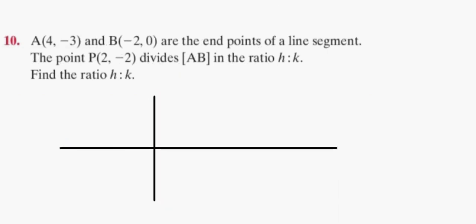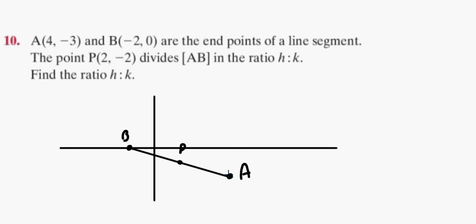(4, -3) is roughly around here somewhere. That's your A value. Your B value is (-2, 0), which is here. And then you have (2, -2), which is around here somewhere. So that's B, that's P. Now they're meant to be collinear, which means I should be able to use one line to draw them all. This was a rough diagram, it's nothing perfect.